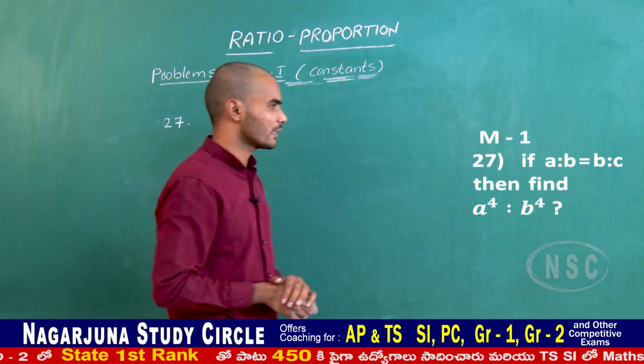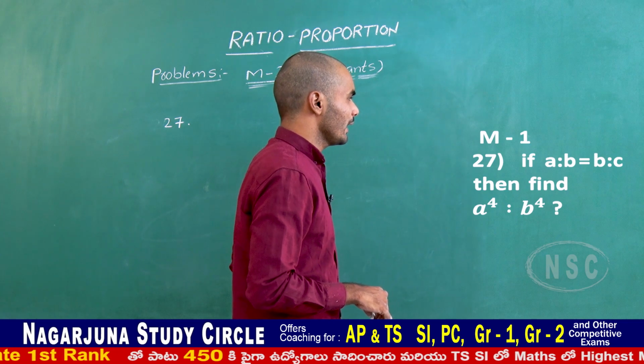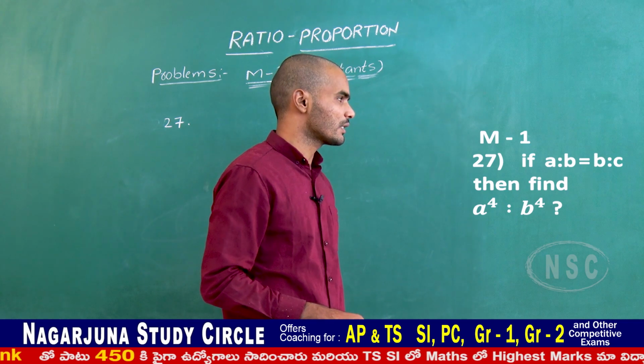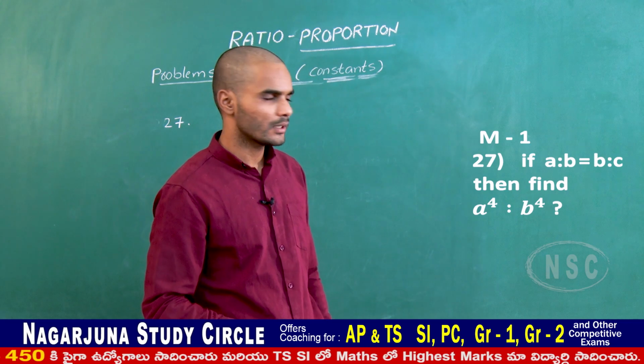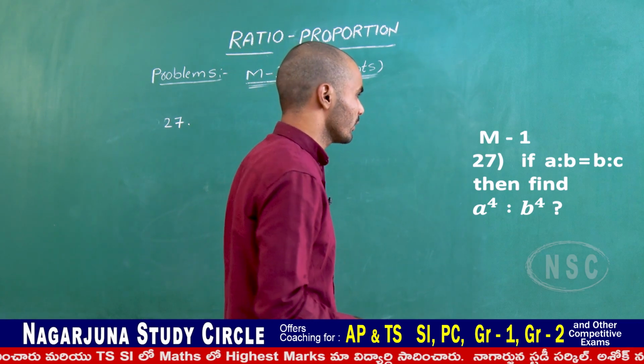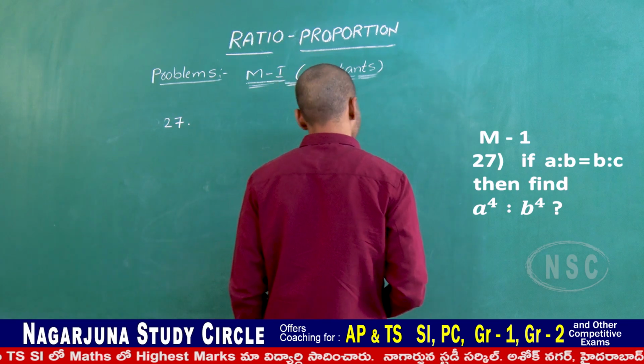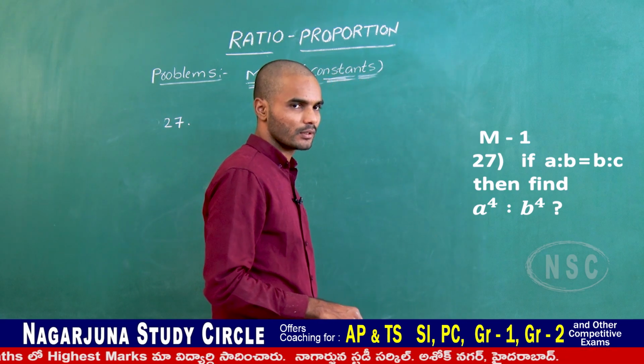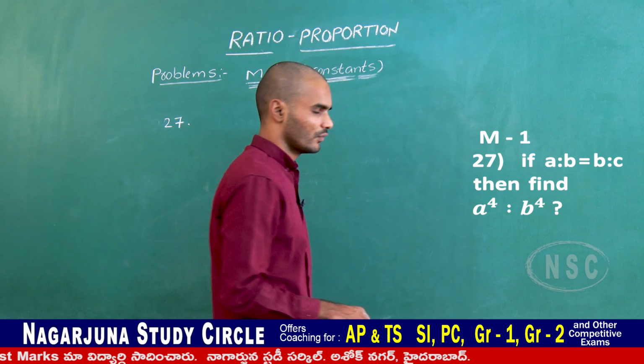Question number 27. The given question is A is to B is equal to B is to C. Then find A power 4 is to B power 4.